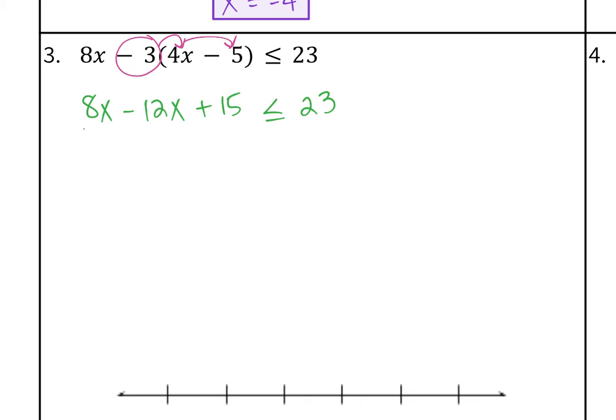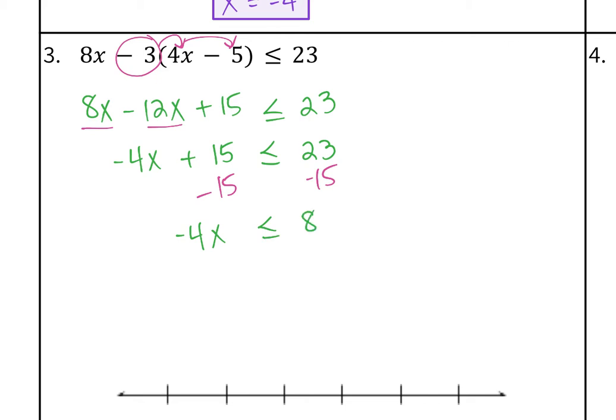Then we would combine our like terms. So I have two terms that have x's. That'll be negative 4x plus 15 is less than or equal to 23. We'll move our 15 by doing the opposite operation. So we're going to subtract. Negative 4x is less than or equal to 8.